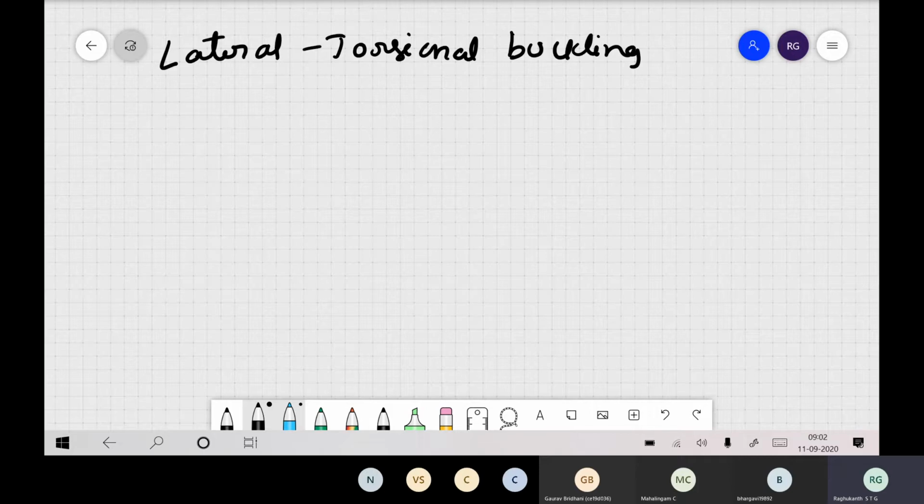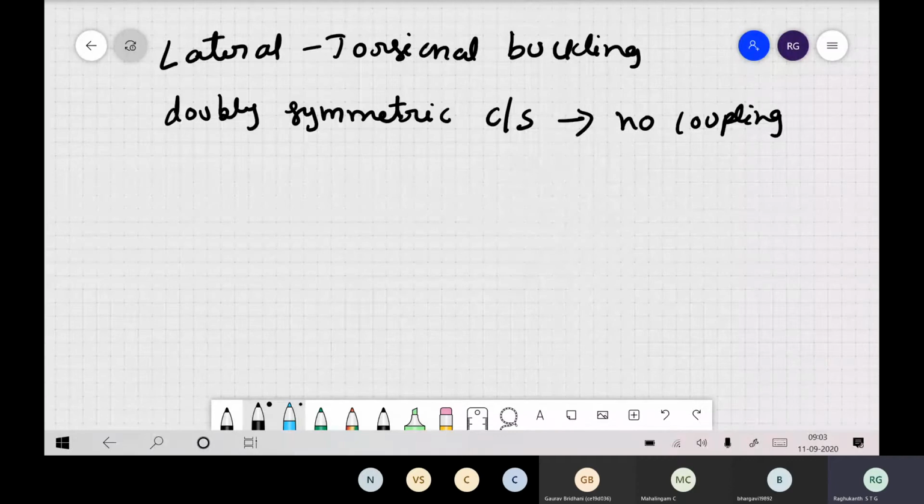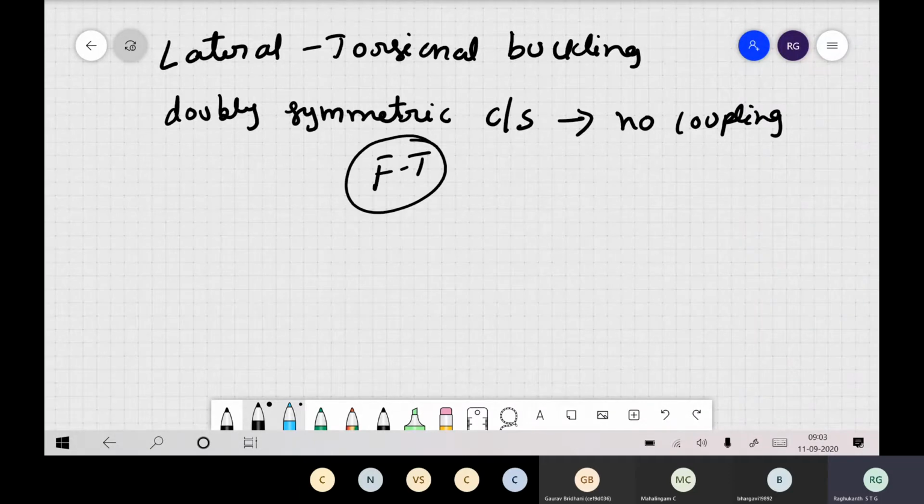In the last class, we derived and saw, for thin-walled sections like singly symmetric and doubly symmetric sections, what happens. For doubly symmetric cross sections, the buckling mode shapes, two bending and one twist, are all uncoupled. If there is a single axis of symmetry, then you will have flexural torsional buckling. All those things we have seen in our last class.